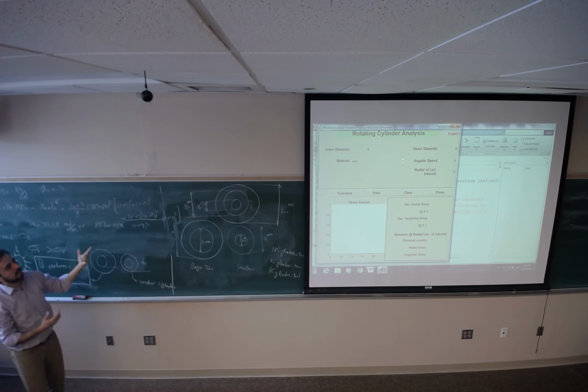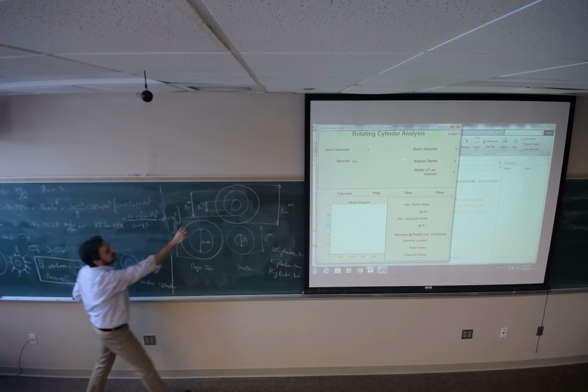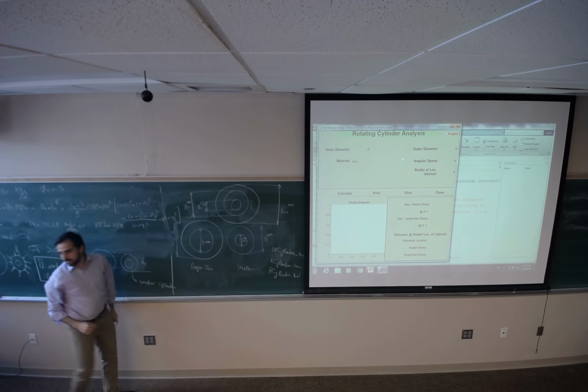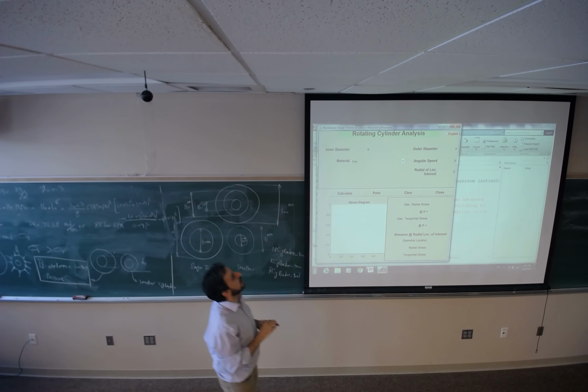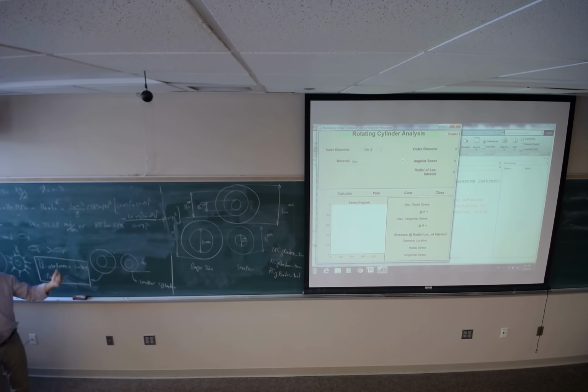What would be the inner diameter? Inner diameter is 60 millimeter. The units are not in English or US, so I don't check mark that, and I will just enter 60 E negative 3. So it's in meters. The outer diameter is 100 E negative 3.